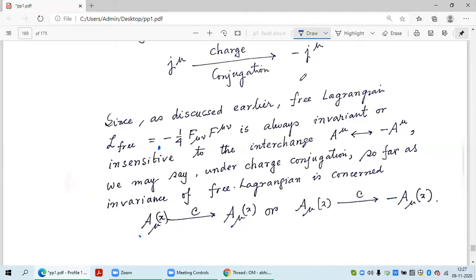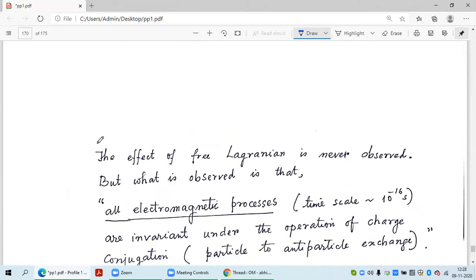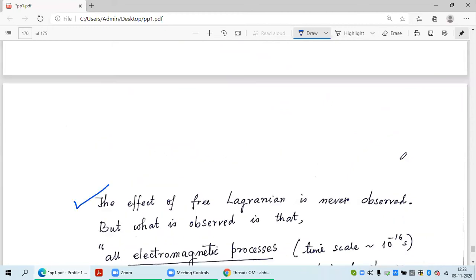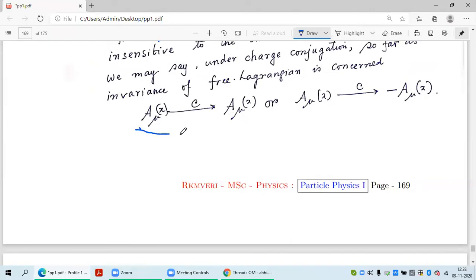Yes, Sir, but will it be effective for interacting terms? Yes, that's what I'm saying. Now I am stating an experimental fact. The fact is that the effect of the free Lagrangian is never observed, because you only observe interaction. So whatever be the free Lagrangian, you can't observe. That means you can't distinguish from the free electromagnetic field which one is actually accepted in nature.